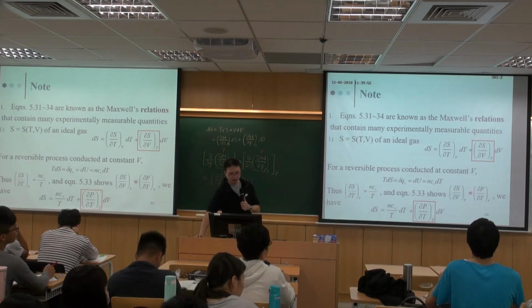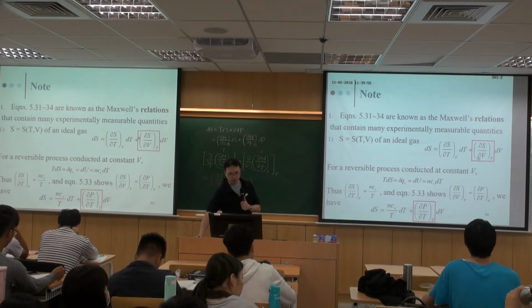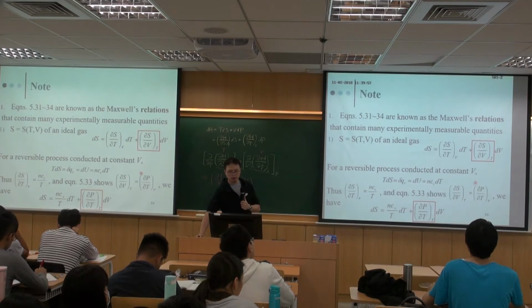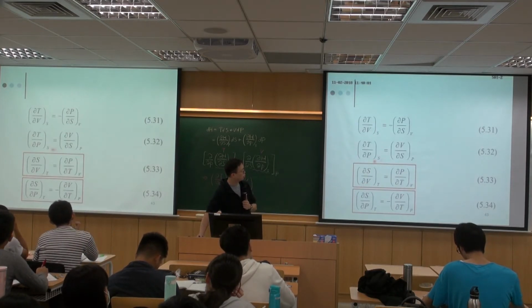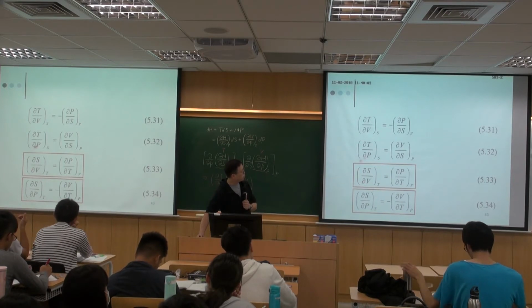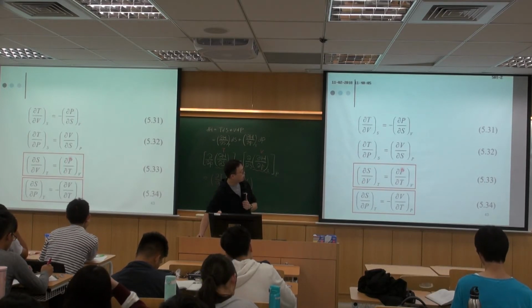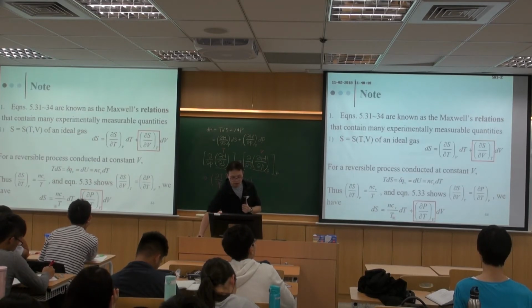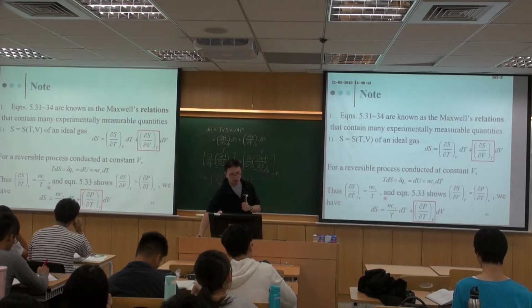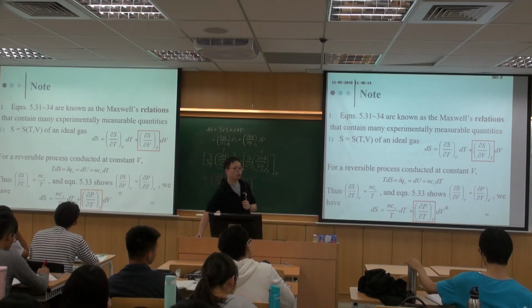So the bottom line is that the second term is hard to calculate, but if we have the trick, one of the Maxwell relations, the third one over here, we can replace this term by partial P, partial T. Then dS can be expressed like this. So this is much easier for us to calculate.